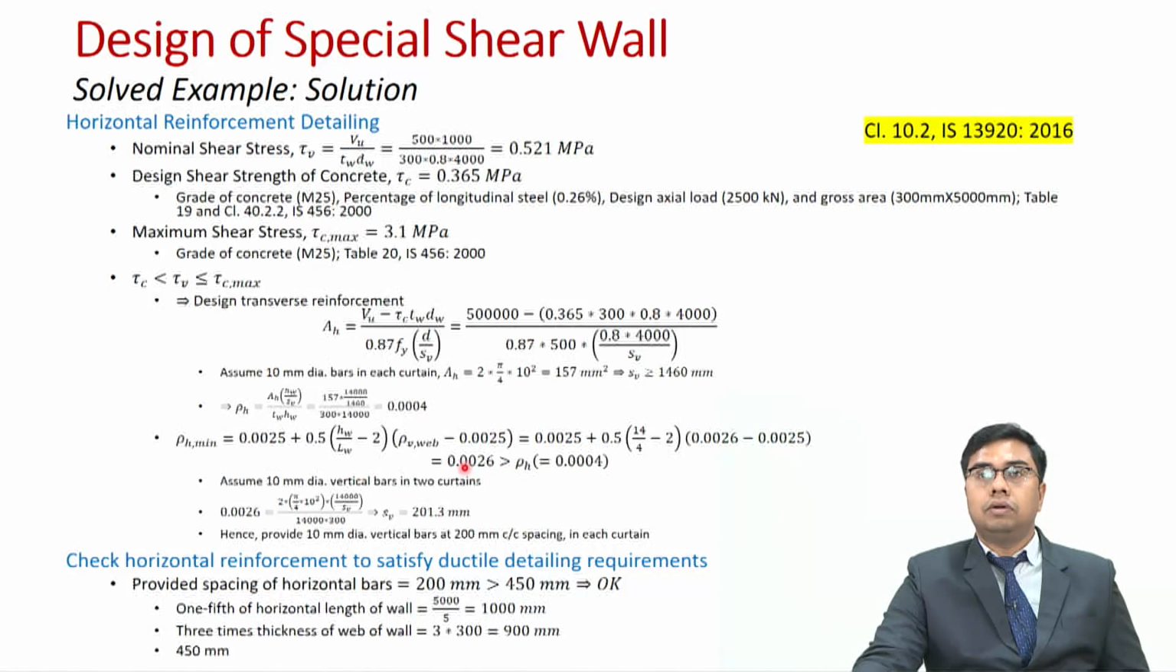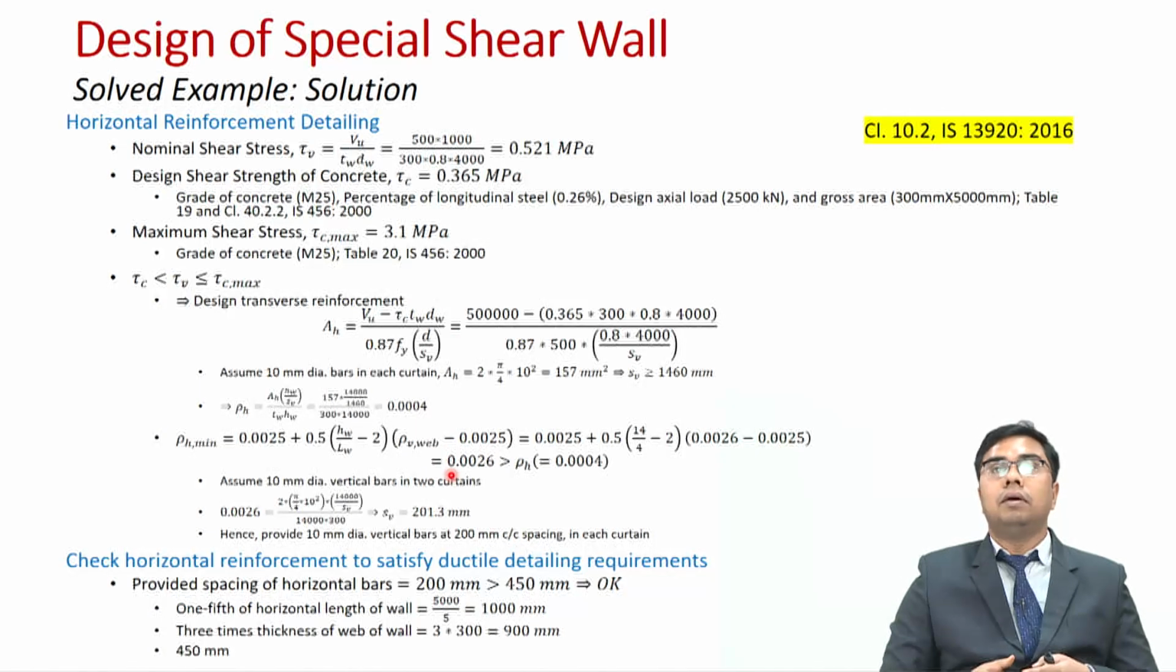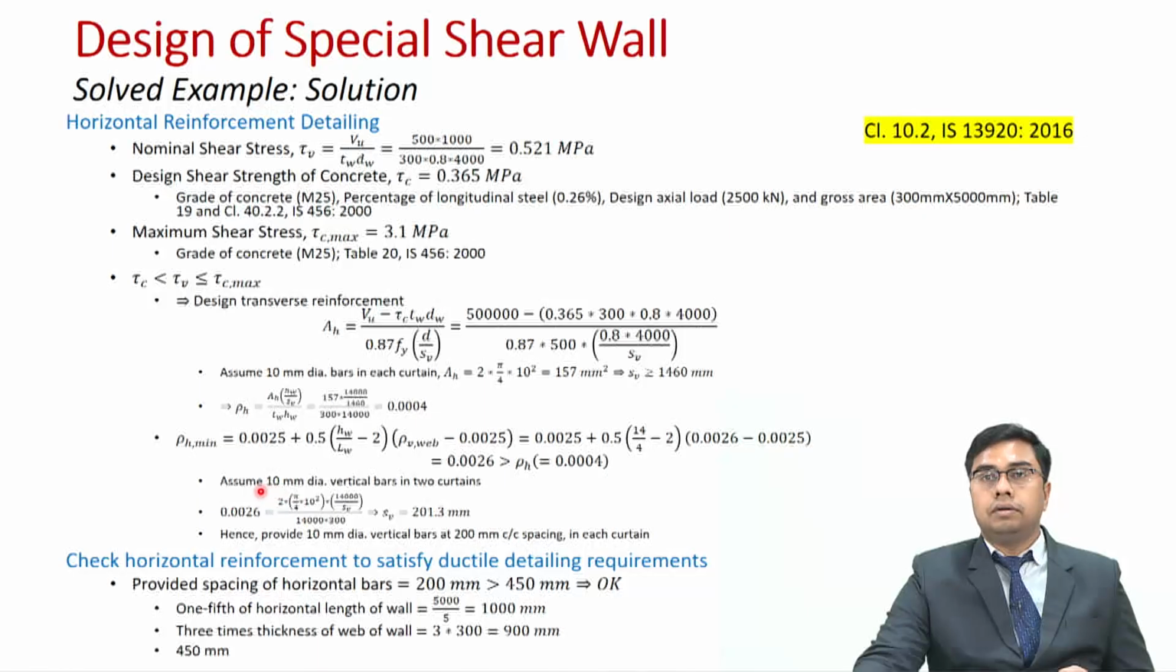This is very similar to the vertical case, right, where we had to provide a minimum of 0.0025, but we ended up providing 0.0026. So, in this case, we will again provide 10 mm dia bars in two curtains at a spacing of 200 mm center to center in each curtain. If you check this, it shall be suitable, because I have checked it here, the value of S_V was coming to be 201 millimeters. So, we are providing 200 millimeters in this case.